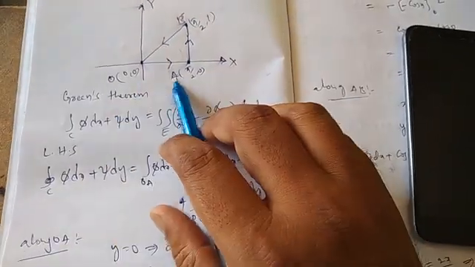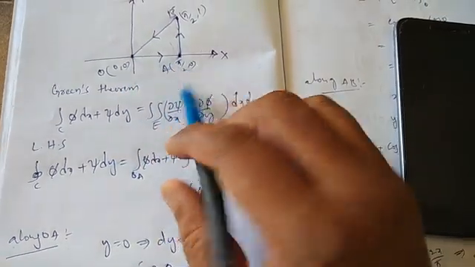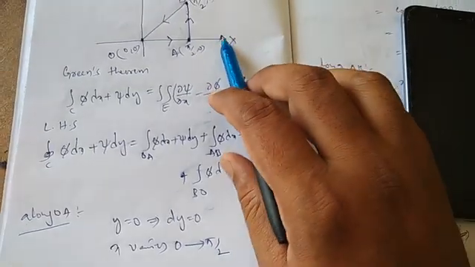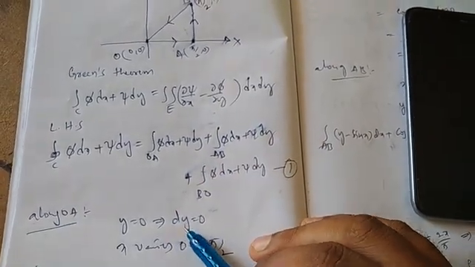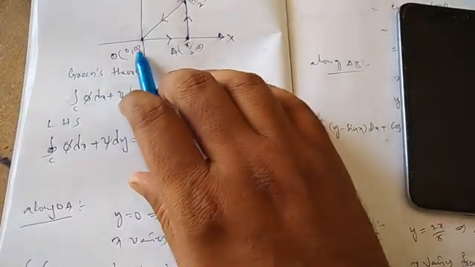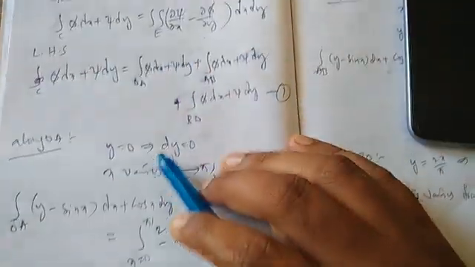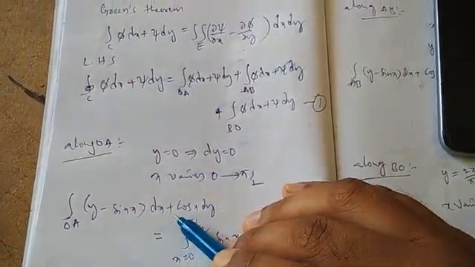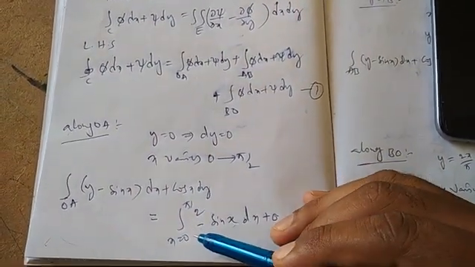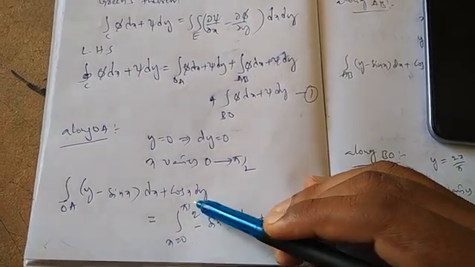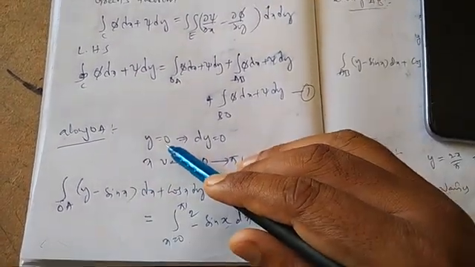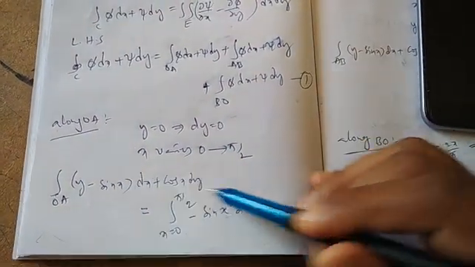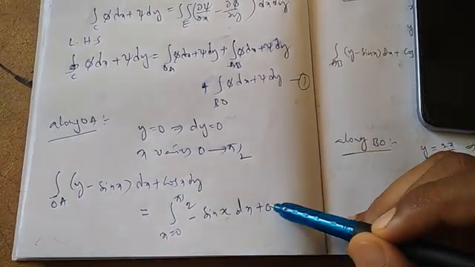First along OA. This OA line lies on the x axis, where the y value is 0. On the x axis the y value is 0, so the derivative of y is also 0, simply dy is 0. Now x varies from 0 to pi by 2. The integral over OA of y sin x dx plus cos x dy, with x from 0 to pi by 2. Substituting y equal to 0, that term is 0, and dy is 0, so the remaining quantity is minus sin x dx.